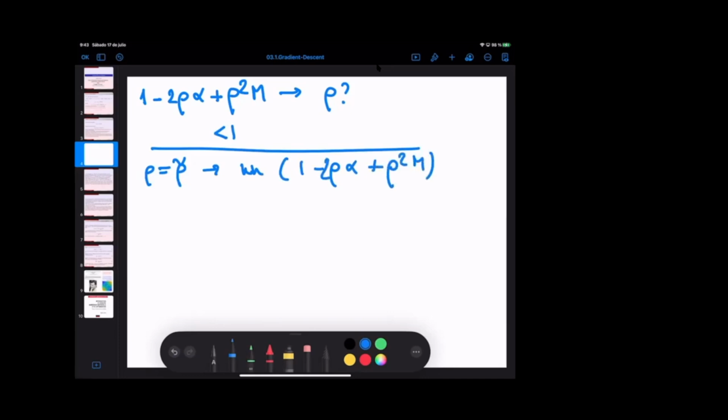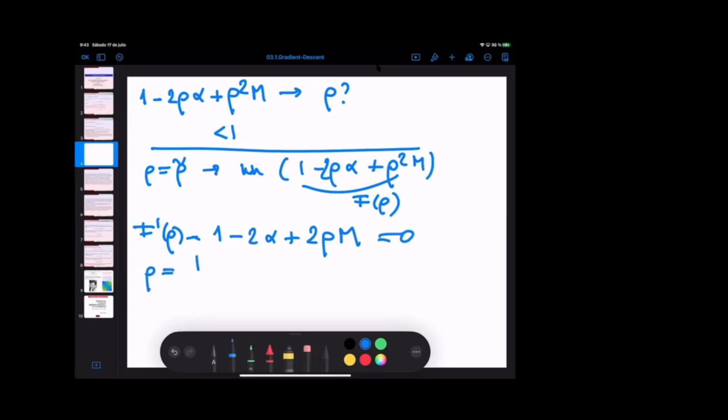In order to minimize, what I simply do is compute the derivative of this function f of rho, f prime of rho. This is going to be minus 2 alpha plus 2 rho m. And when I make this equal to 0, I see that the corresponding optimal rho is going to be rho star equal to alpha divided by m, which is the rho star I need.